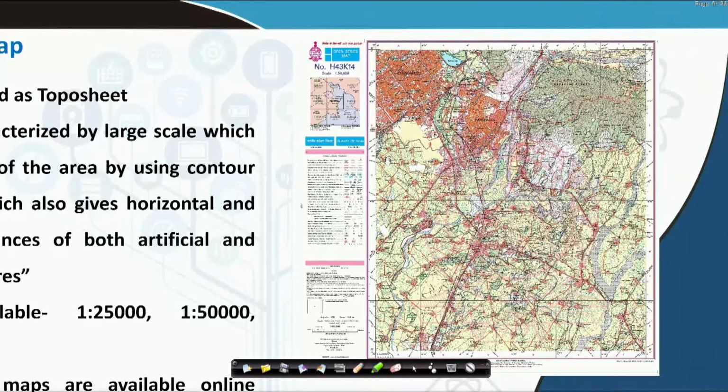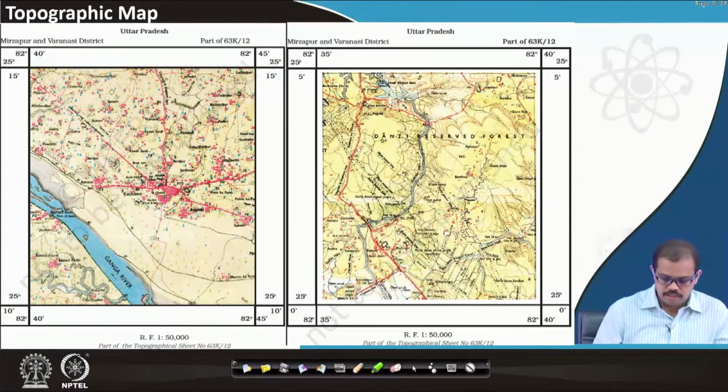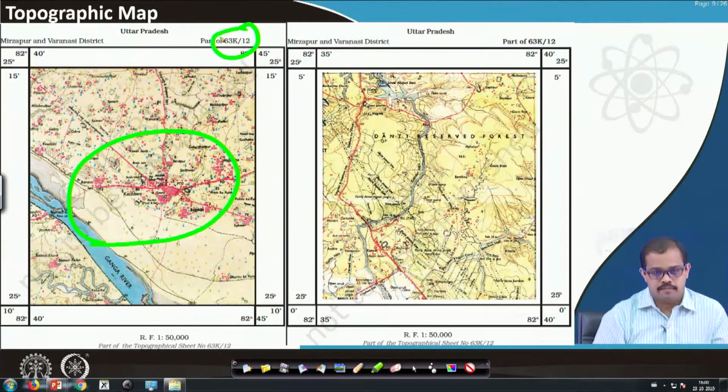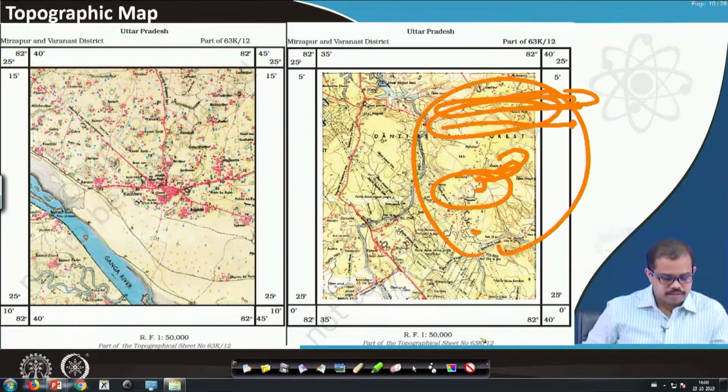Now just to give you some more examples of different maps, this is a map of Mirzapur and Varanasi district, and you can see all details very clearly. You can see the part number as 63K12. This is representing a 1:50,000 map. So then you have this representing Mirzapur and Varanasi district. This is representing again the 63K12. That is, the part sheet number is again 63K12. So you can see these are topographic maps representing different regions.